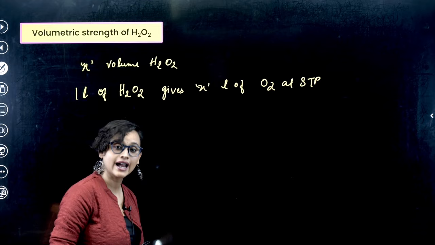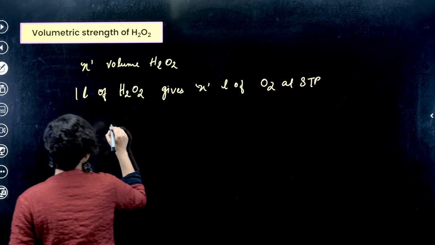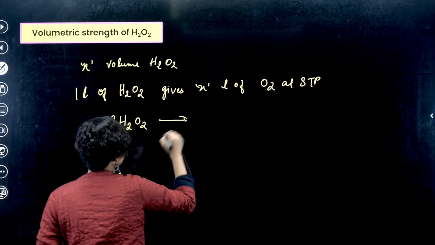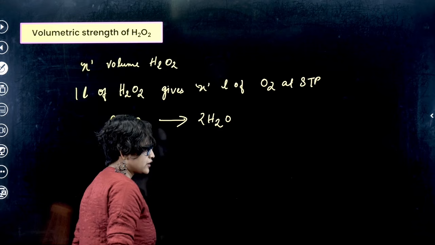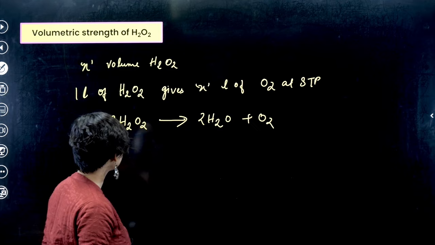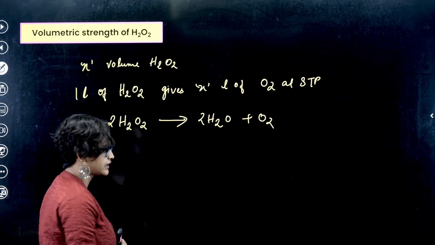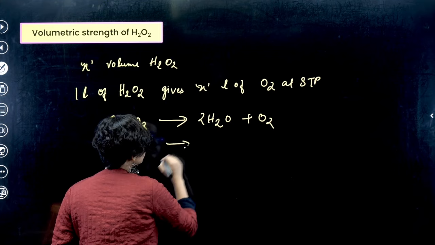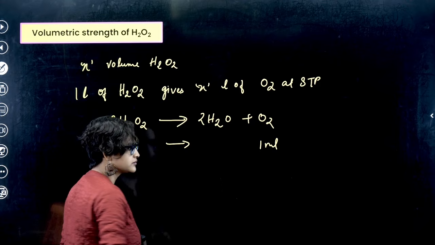If that is the case, now tell me, what if the reaction is 2H2O2 gives you 2H2O plus O2. Make sense? So that means that 2 ml of this is producing 1 ml of oxygen. Right, everybody?